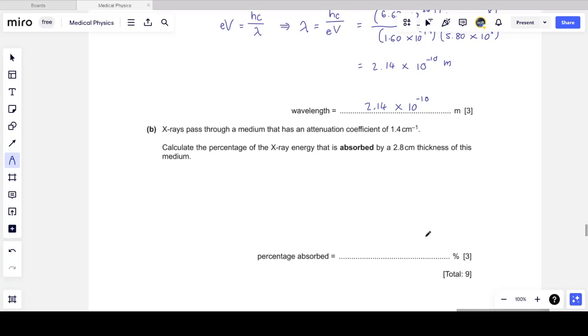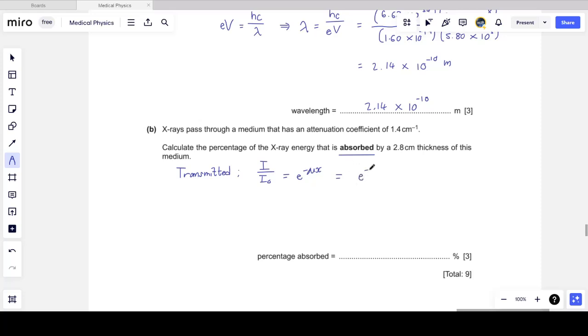We are then told that X-rays pass through a medium that has an attenuation coefficient of 1.4 per centimeter, and we want to calculate the percentage of the X-ray energy that is absorbed by a 2.8 centimeter thickness of this medium. We've already done a question very similar to this, where the transmitted intensity, the amount that goes through, is I over I naught, and this is equal to e to the minus mu x. So whenever you hear absorption or attenuation, you immediately go to this equation.